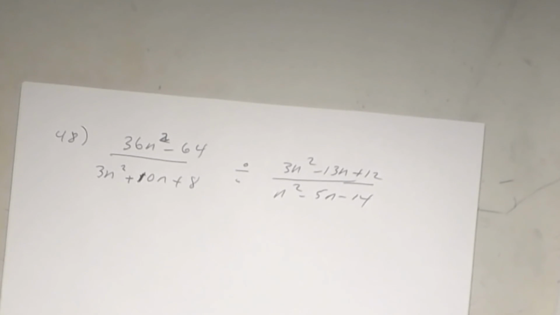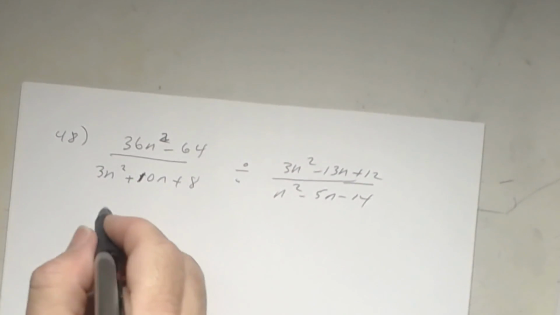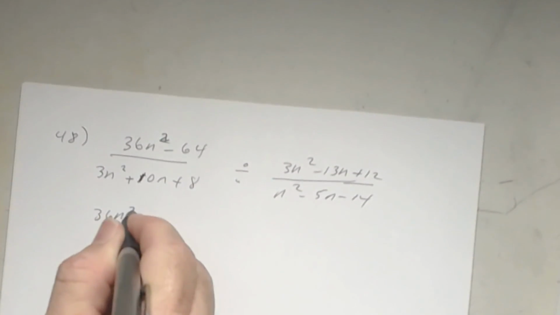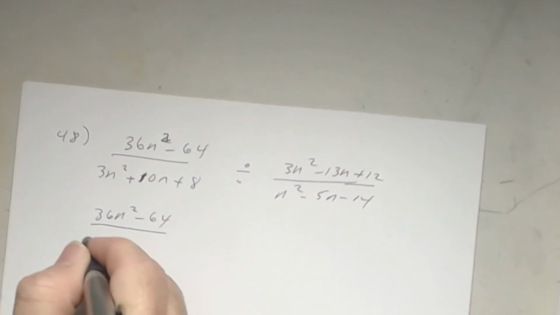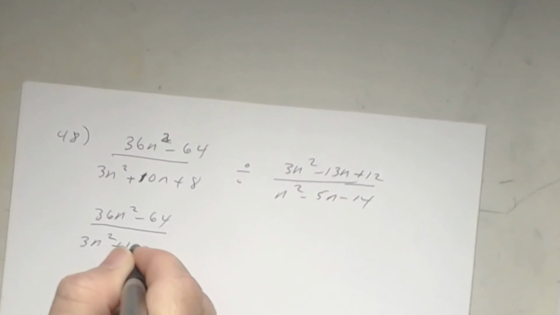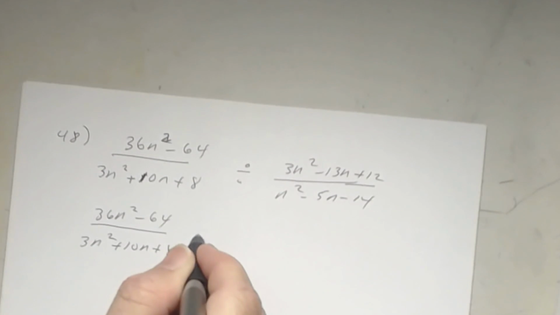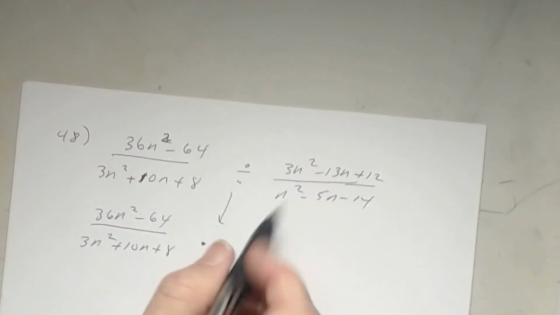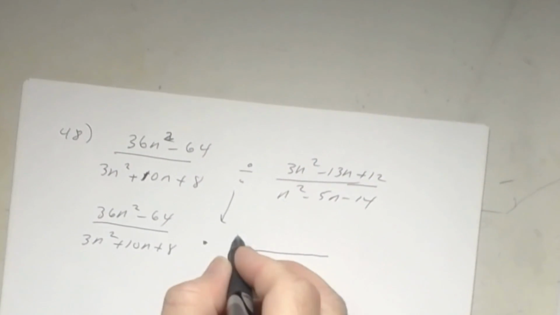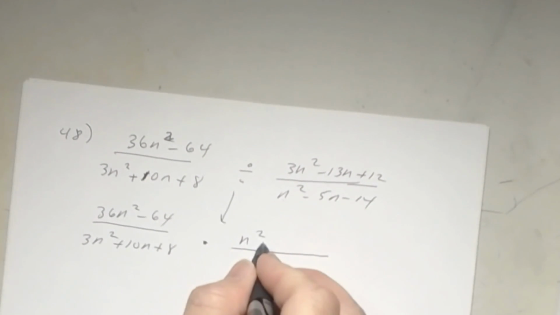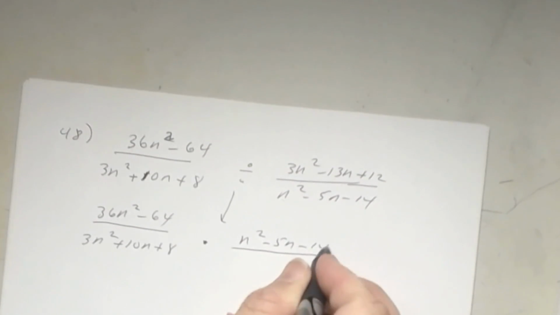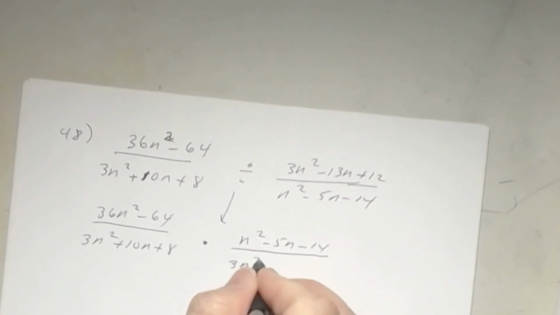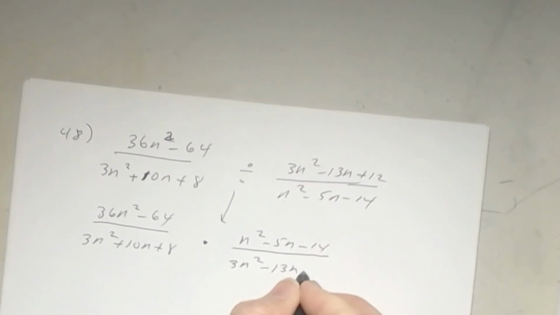What am I doing to those two rational expressions? Dividing. What's the first step? Multiply. Change it to multiplication. So the first fraction stays the same. And so I change the division to multiplication, but to do that, I've got to do what to this fraction following the division symbol? Take the reciprocal. So the numerator is going to be n squared minus 5n minus 14. The denominator is going to be 3n squared minus 13n plus 12. All right, so that's where I'm at.